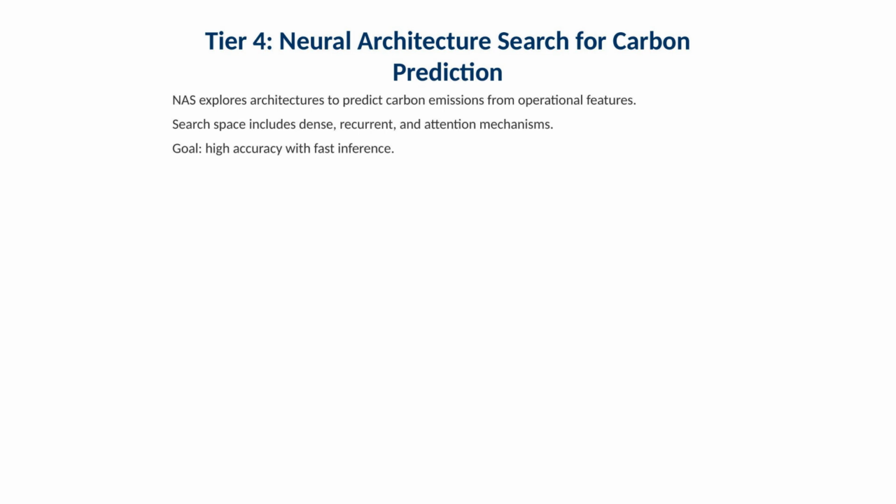Tier 4 introduces neural architecture search to predict carbon emissions quickly from operational features. The goal is not to replace the optimization model, but to add a fast predictor that can support rapid what-if evaluation. This matters when you need to screen many candidate plans and you cannot run a full simulation for each one.